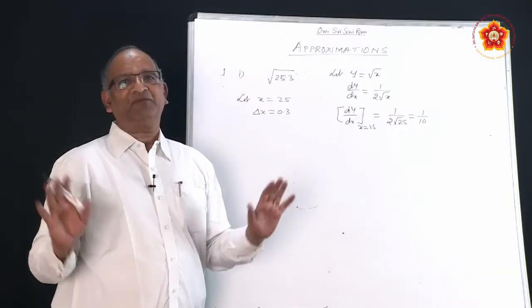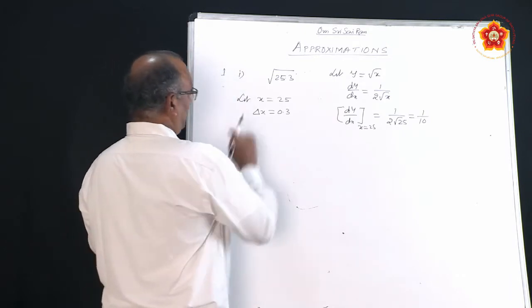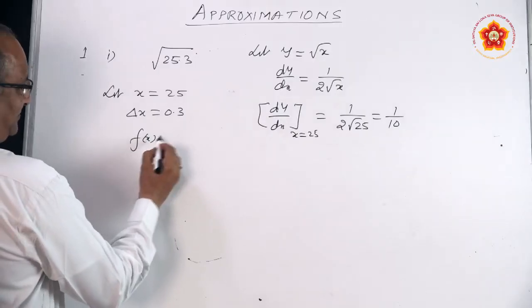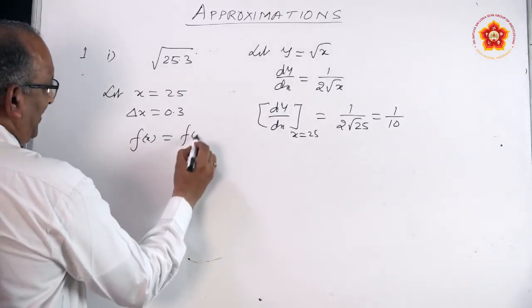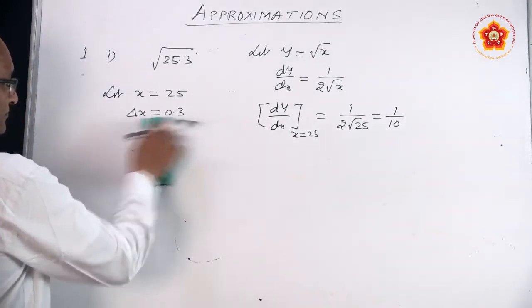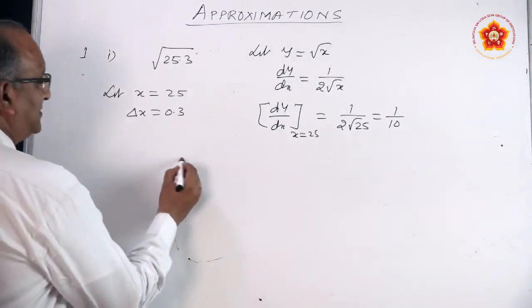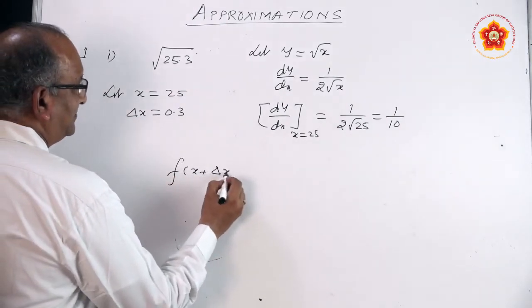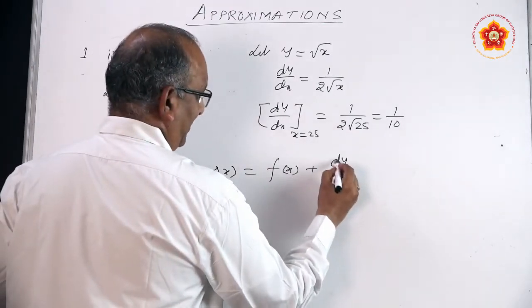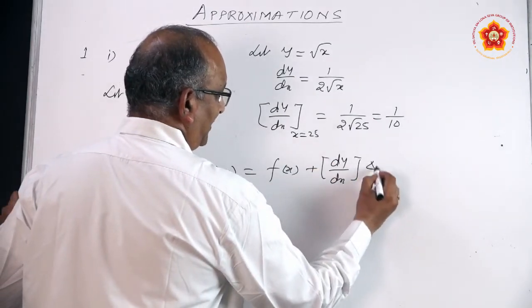Now simply apply the formula. What is the formula? The formula was, so x is this, delta x is this. So we can say that f of x is equal to f of 25 and the formula is f of x plus delta x is equal to f of x plus dy by dx into delta x.